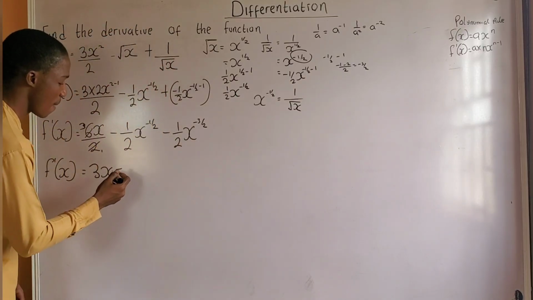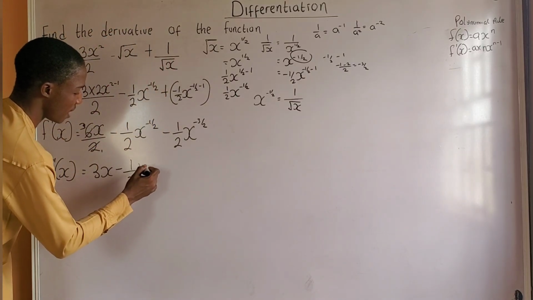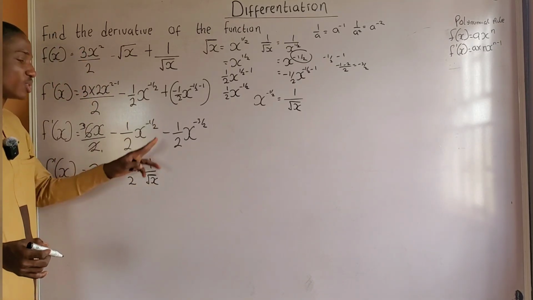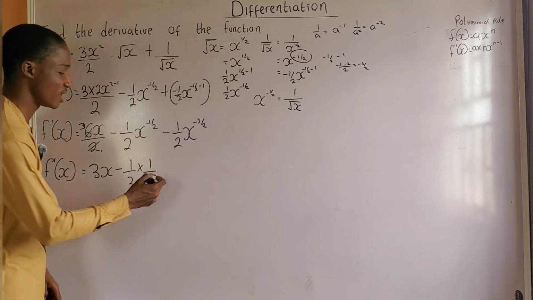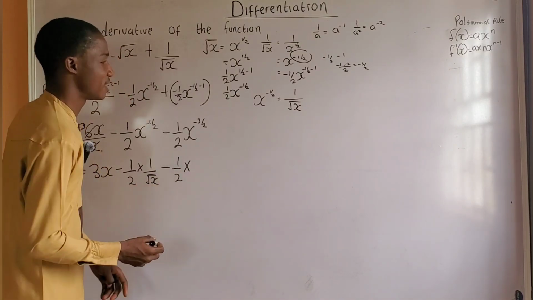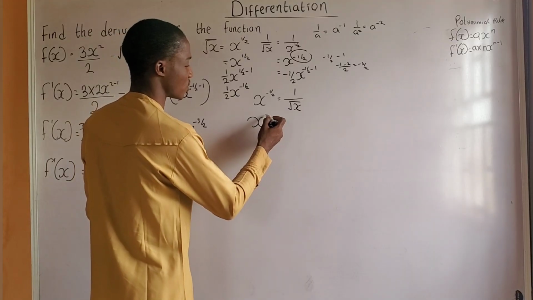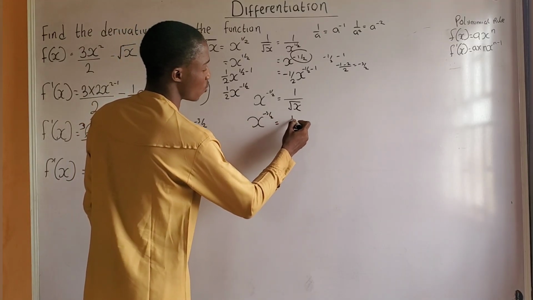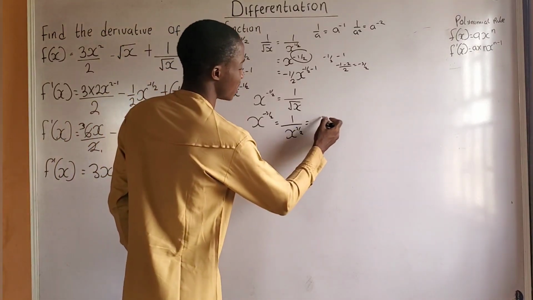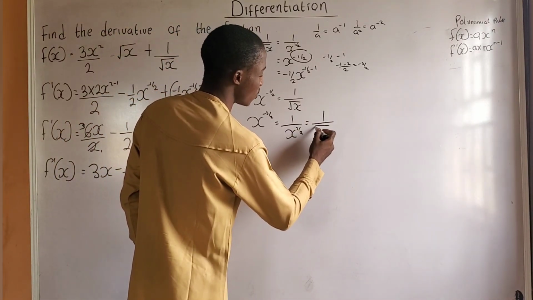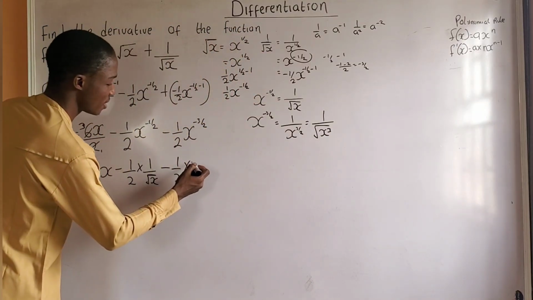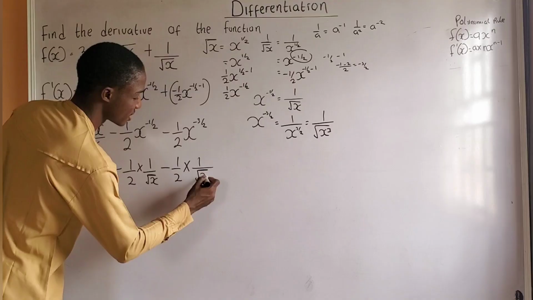So here, I'm going to have minus 1 over 2 multiplied by 1 over root of x, because x raised to the power of negative 1 over 2 is 1 over root of x, according to the law of indices. Okay, minus, now for this, I'm going to have 1 over 2 multiplied by, now x raised to the power of negative 3 over 2, which will be equal to 1 over x raised to the power of 3 over 2. And don't forget that this can be written as 1 over the square root of x raised to the power of 3. Do you understand? So for this, I'm going to have multiplied by 1 over square root of x raised to the power of 3.